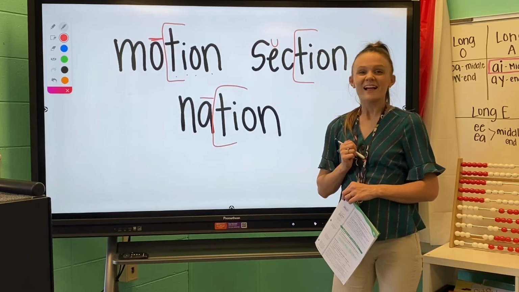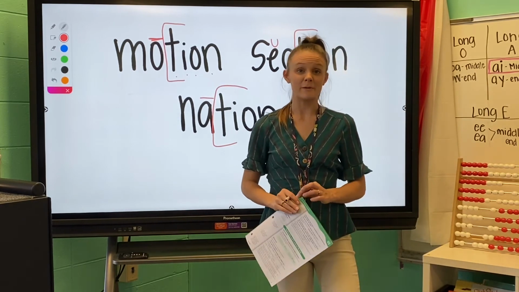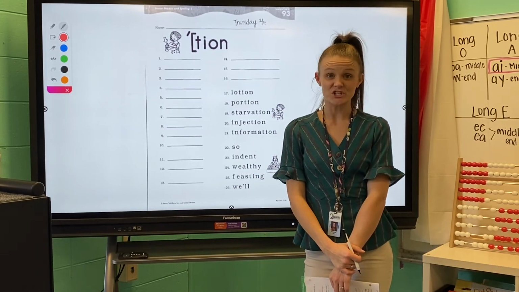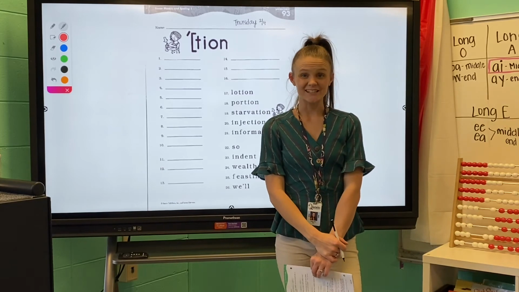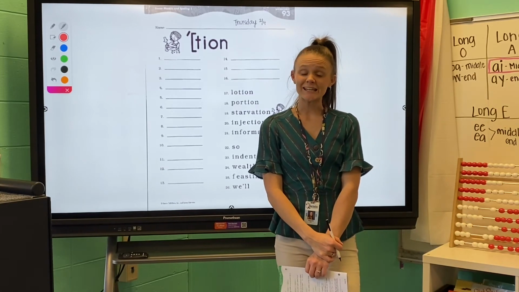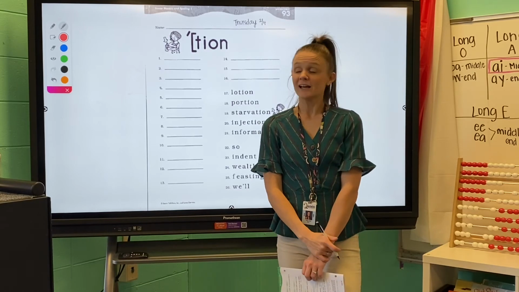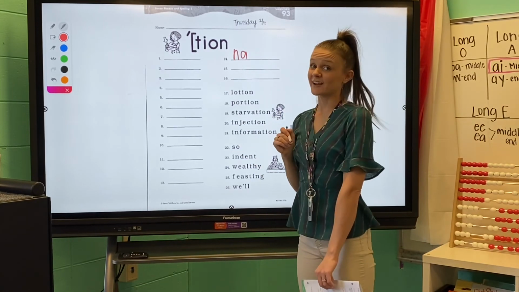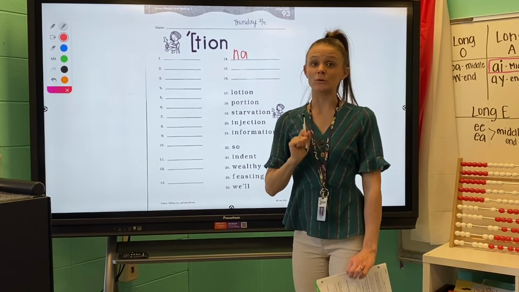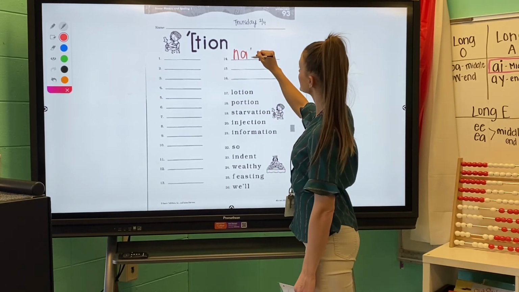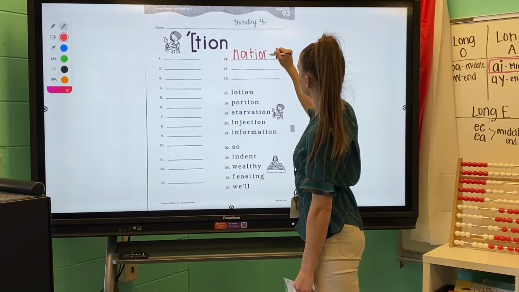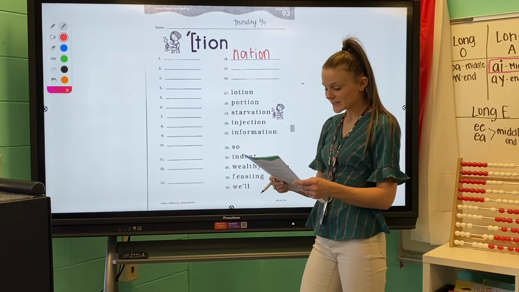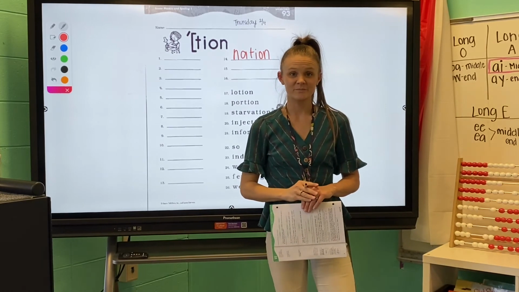Excellent job! Let's jump back into our worksheet and practice spelling some of these words. For number 14, we're going to spell the word nation. Nation. So I hear n-a-shun. So I'm going to write n-a, and then I'm writing my shun, final stable syllable. T-I-O-N. Nation. Excellent.